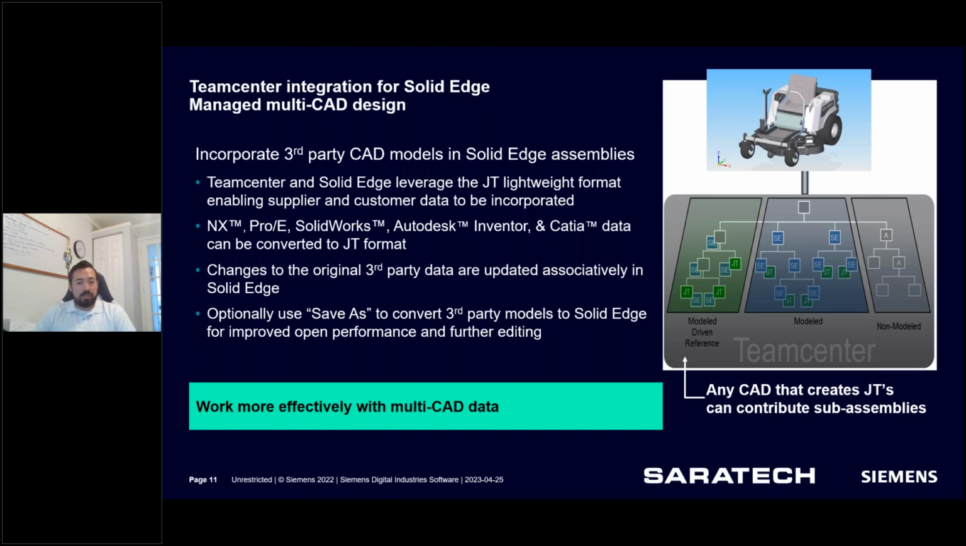Changes to the original third-party data are updated associatively in Solid Edge. Optionally, use Save As to convert third-party models to Solid Edge for improved open performance or further editing. You can actually use the CAD that somebody sends you as a JT in an assembly. If, for example, a supplier is giving you a bolt, you can bring it in as JT. If they can send it to you as JT, you don't have to convert that to anything else. You just use that in your assemblies. And if you want to save it in your library to use in the future, you can do that as well. So overall, work more efficiently with multi-CAD data.